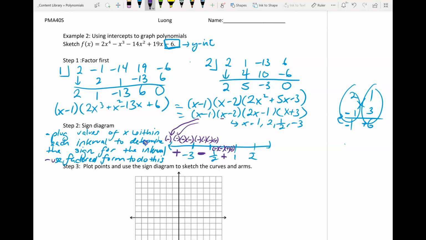Then between 1 and 2, we have to use 1.5. For our first one, 1.5 minus 1 is going to be a positive. 1.5 minus 2 is a negative. 1.5 times 2 minus 1 is a positive. And then 1.5 plus 3 is a positive. So overall, this interval is negative. Then lastly, between 2 and infinity, I can pick any number. We can just pick 3, or you can pick 4, it really doesn't matter. So 3 minus 1 is positive, 3 minus 2 is positive, positive, positive. So overall, this interval is positive.